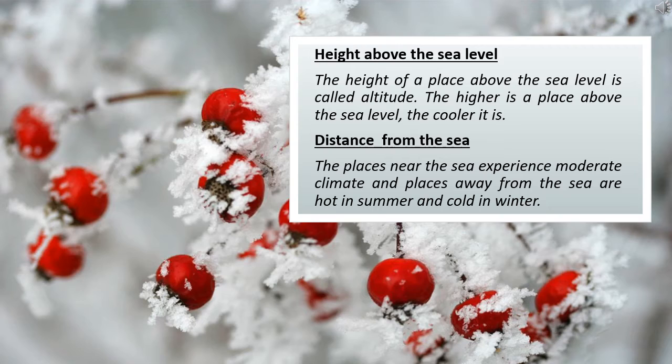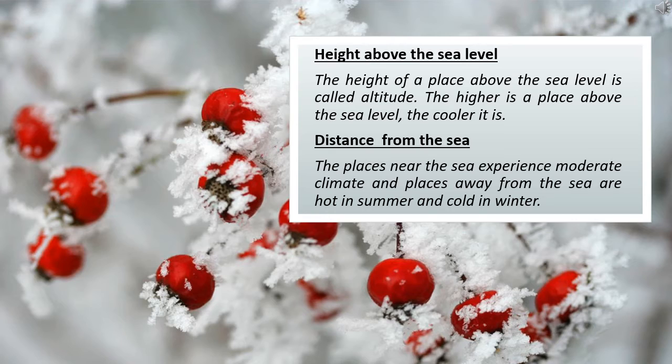Height above the sea level. The height of a place above the sea level is called altitude. The higher a place is above the sea level, the cooler it is. That is why the climate of the mountains and hill stations is cooler than that of the plains.